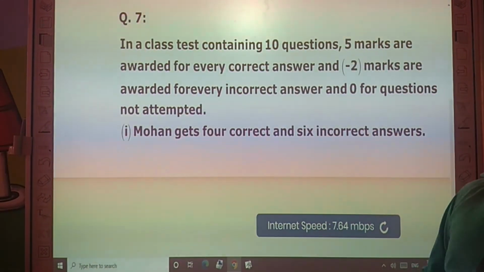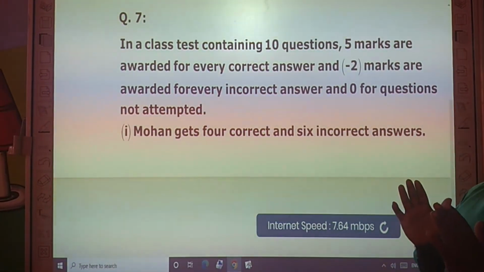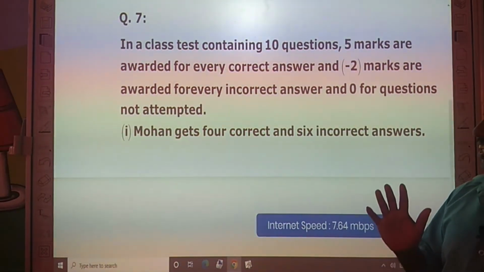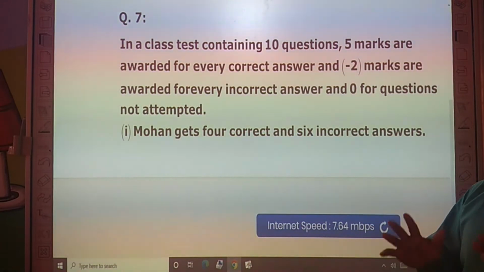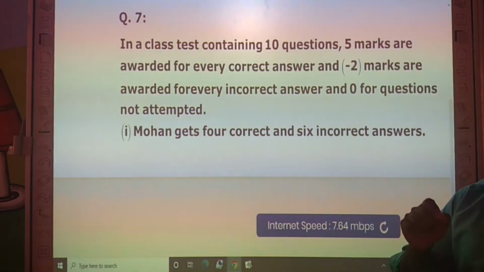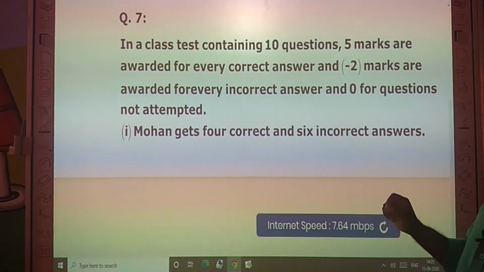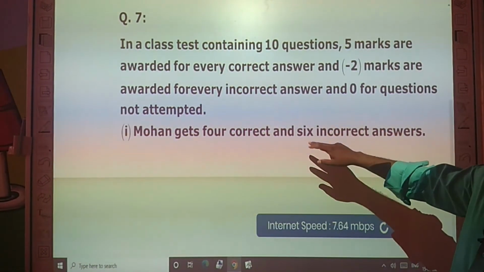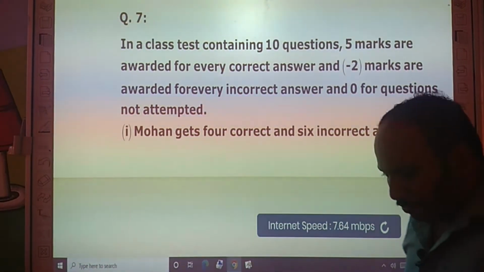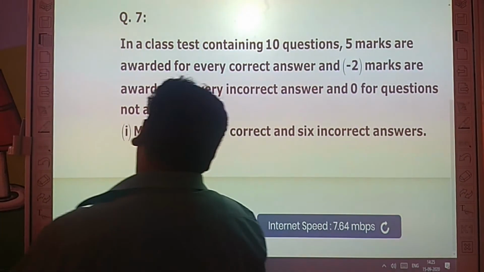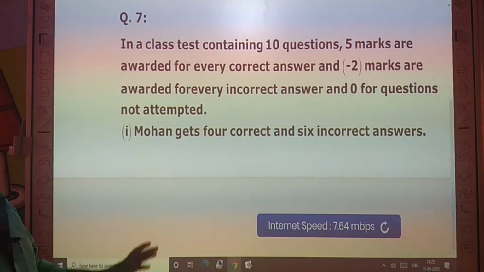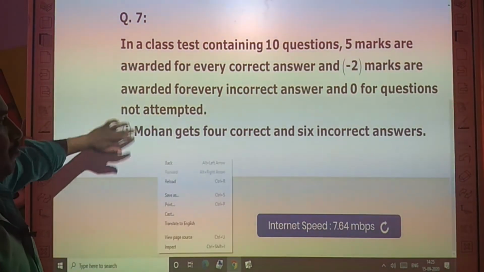The next one, question number 7. In a class test containing 10 questions, 5 marks are awarded for every correct answer, minus 2 marks for every incorrect answer, and 0 for questions not attempted. Here there are 3 persons. The first is Mohan. Mohan gets 4 correct and 6 incorrect answers.